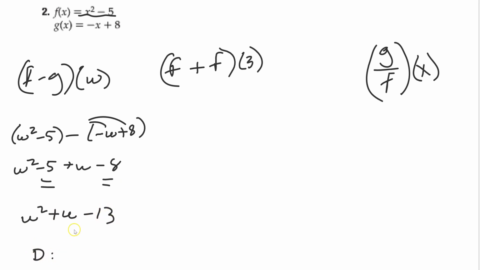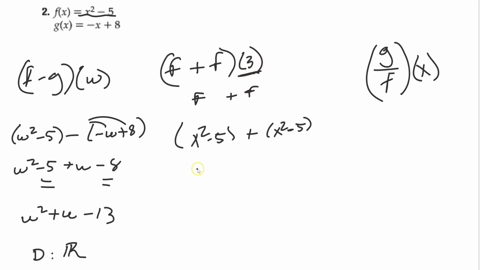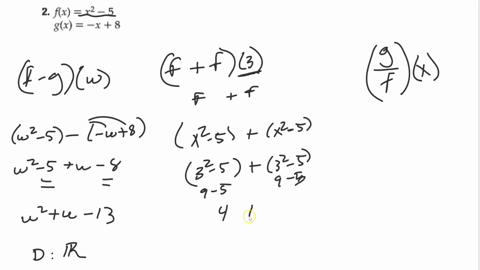My domain, no fraction, no square root, all real numbers. The next one, f plus f. So this one I'm going to do a little differently. We'll just do f plus f. So f is x squared minus 5, and f is x squared minus 5. Now let's plug in the 3, because that's all that means. You plug it in. So 3 squared minus 5 plus 3 squared minus 5. I get 9 minus 5, so 4. Same thing here. So 4 plus 4 is 8. Now I don't have to do domain and range, we just have a number. So we got a value. We didn't get a function. Well, it's a constant function, but it's a different problem.